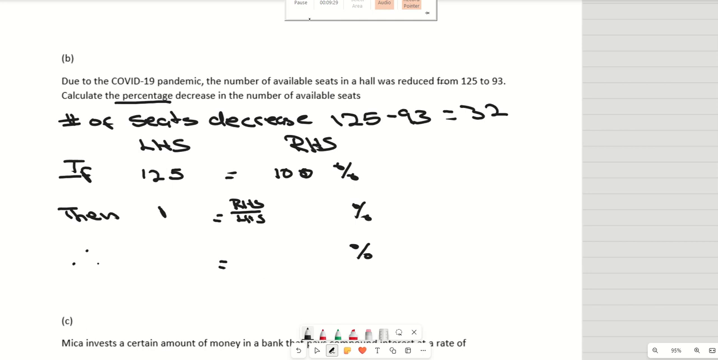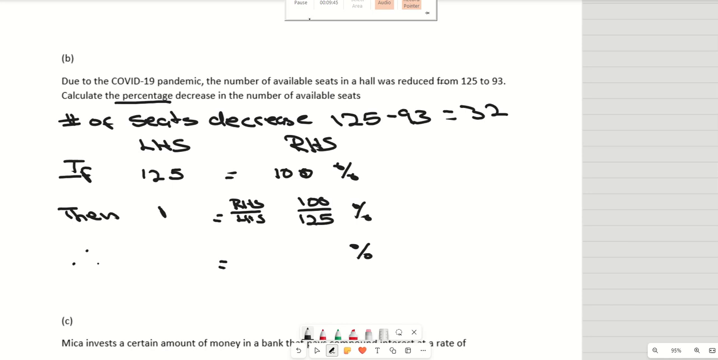So what is on your right-hand side in your if line? 100. And what is on your left-hand side in the if line? 125. So therefore, 1 is going to be 100 divided by 125. You can put this in your calculator. I wouldn't reduce it just yet. I would leave it like that.